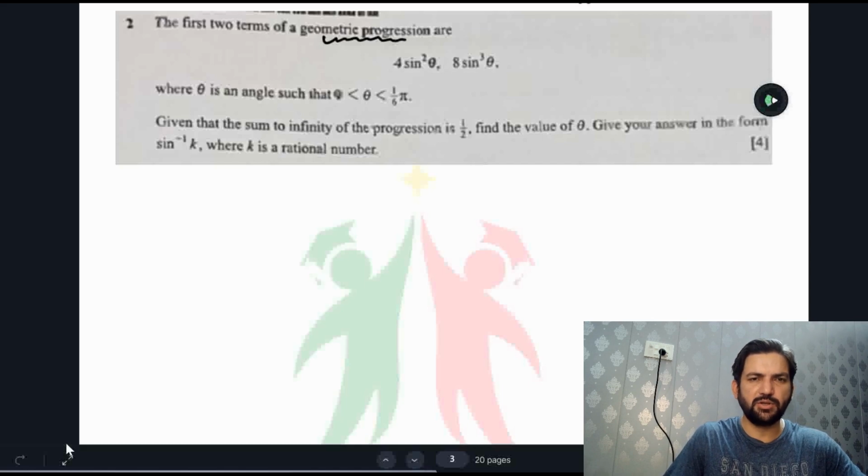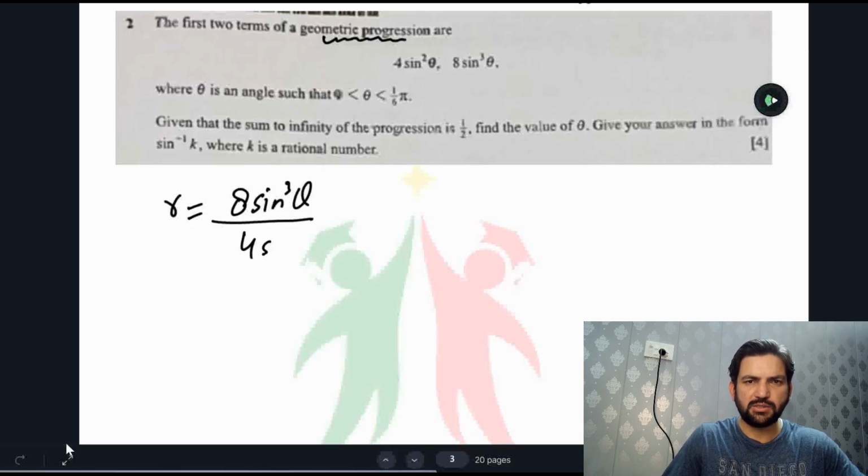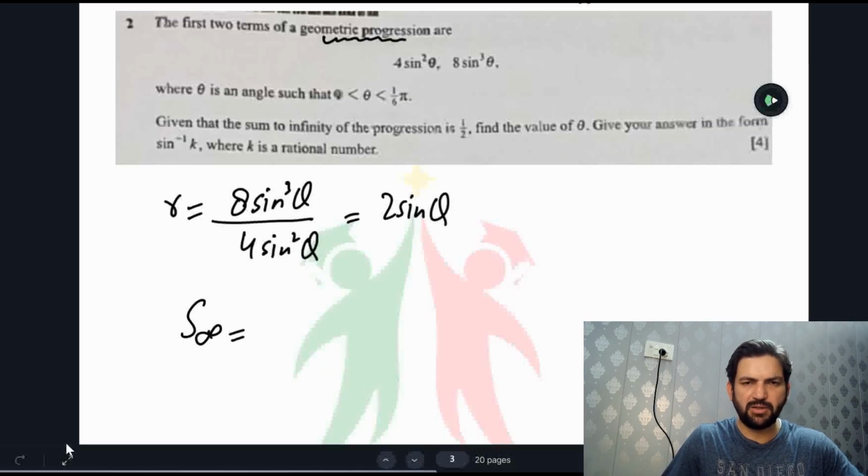So for a geometric progression, we have to find the common ratio. So 8 sine cube theta divided by 4 sine square theta. If we simplify, we can cancel these out, so 2 sine theta will be the ratio. Now we know that the formula for S infinity, which will be given in the formula sheet, is a divided by 1 minus r.